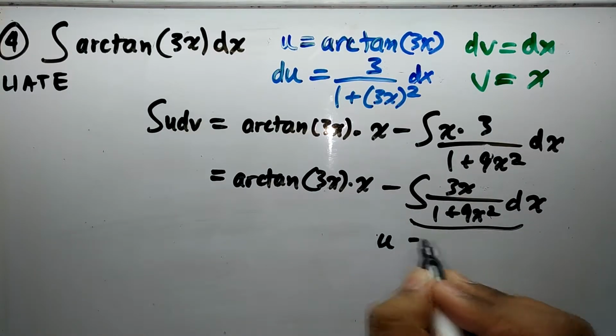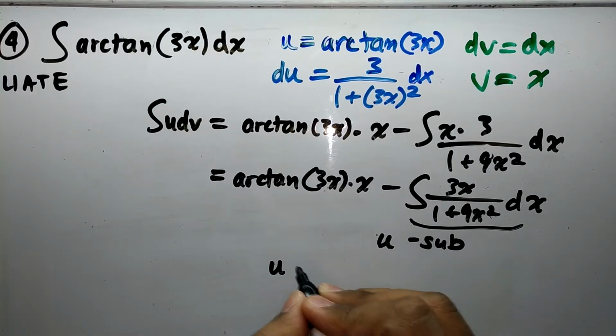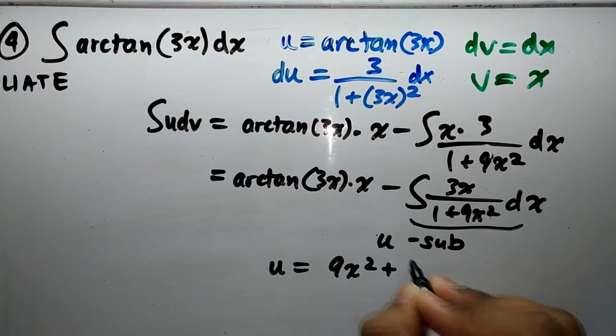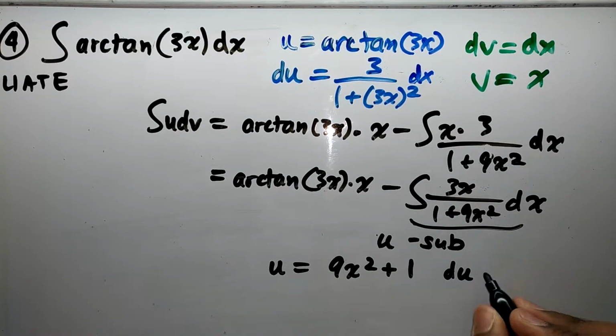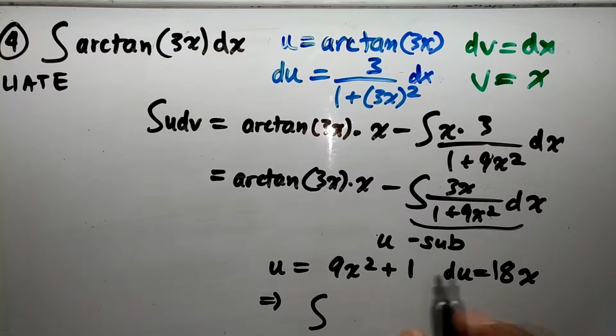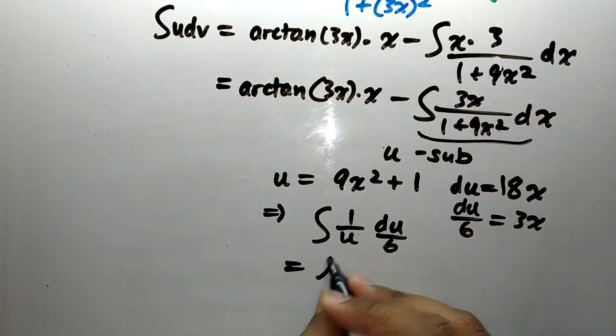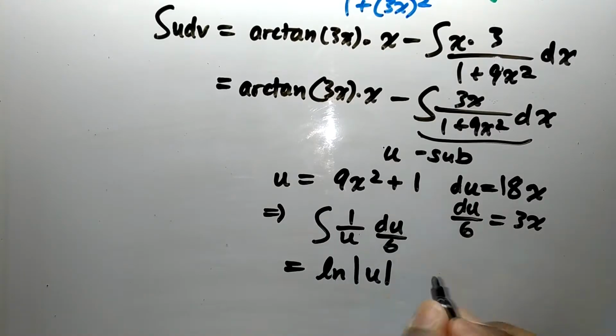And if you remember, you can do this by inspection, but for the sake of making it more clear, I'm going to use substitution. So I'm going to substitute in u equals 9x squared plus 1, and if we differentiate that, that's just 18x, so we can represent this as 3x by dividing it by 6, so you can represent the original integral as 1 over u times du over 6, and you can integrate that pretty easily.